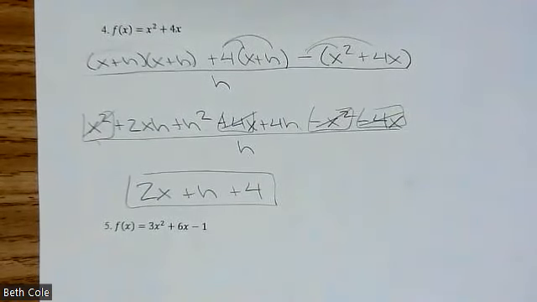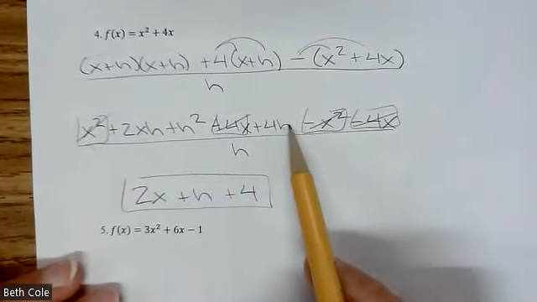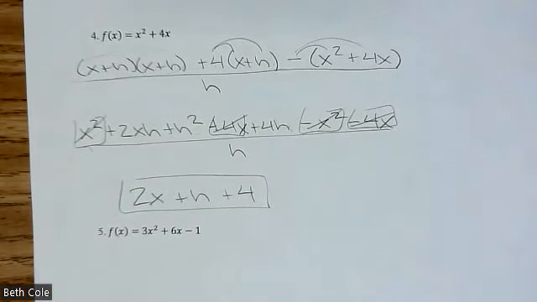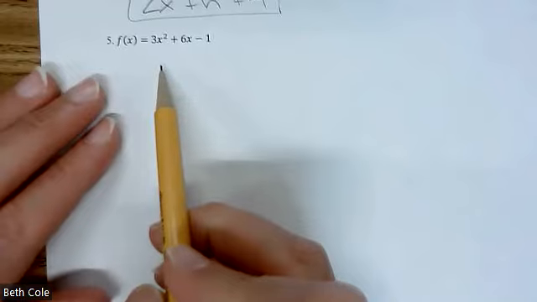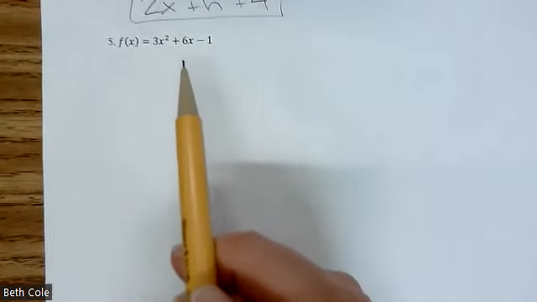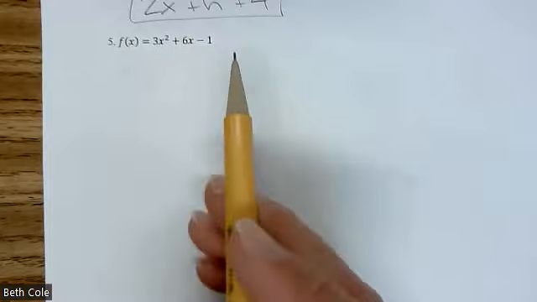Hanging in there. We're going to try one more. This is all that this is. I didn't lie to you. It's a super easy thing. So we had a plus 4h. The h canceled. So that left us with just 4. All right, last one. So first step is what? Plug in x plus h.